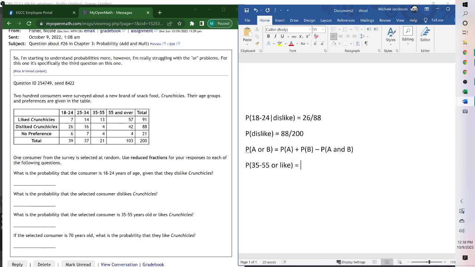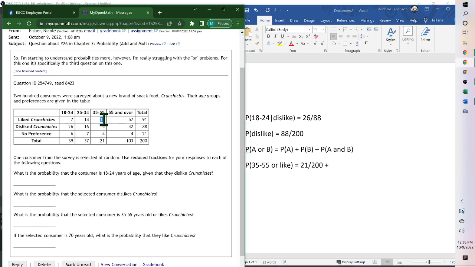So if we find the probability of 35 to 55, that would be this column, it's 21 out of 200. So we went down here. Now notice like crunchies, when we go across and we go down, this one is being added twice because we added it into our 21. And then when we went across for like crunchies, we're adding that 13 again. So because of that, we need to subtract that overlap out.